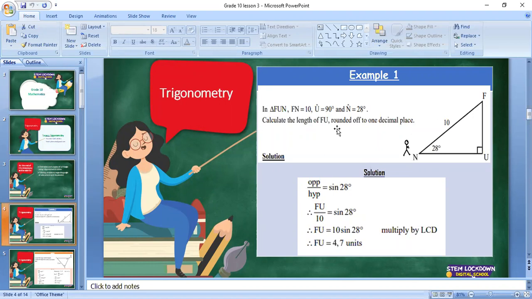So now we have to find the length FU here. To find FU, what do we do? We ask, what is this side here? This is my included angle. So if this is the included angle, what would this side be? This will be the opposite side. This is the side facing your included angle.